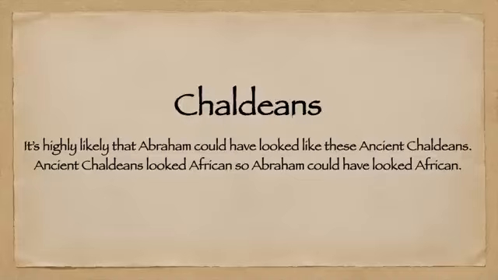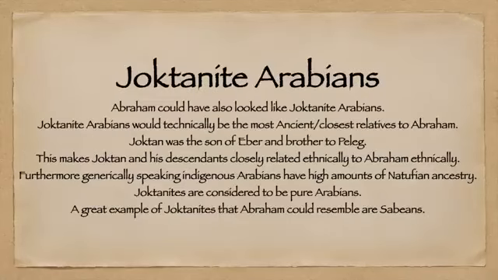Ancient Chaldeans looked African, so Abraham could have looked African. Simple as that. So Abraham could have also looked like the Joktanite Arabians. So let's get into the Joktonites. Joktanite Arabians would technically be the most ancient and closest relatives to Abraham.